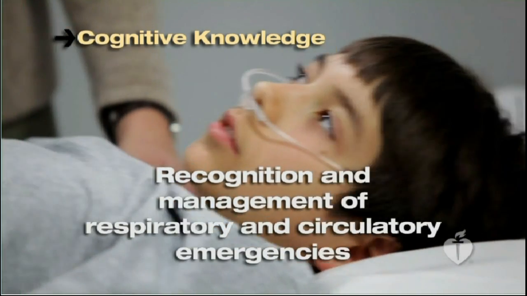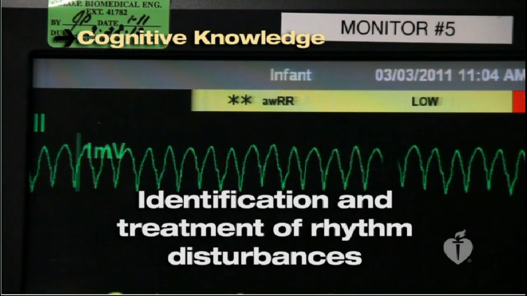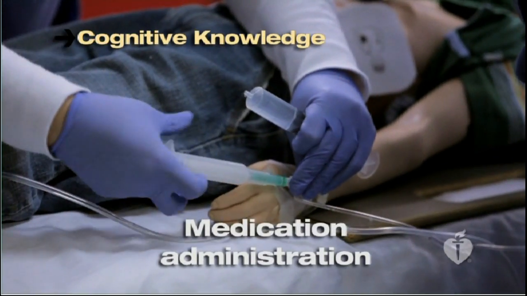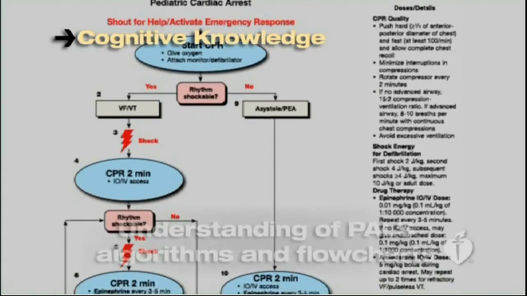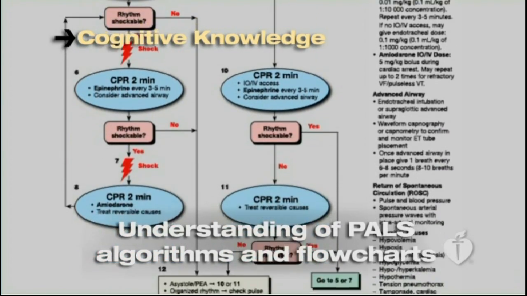You must be able to recognize respiratory failure and shock and intervene quickly to prevent cardiac arrest in children. This requires cognitive knowledge and psychomotor and communication skills. Cognitive knowledge that you will review in this course includes recognition and management of respiratory and circulatory emergencies, identification and treatment of rhythm disturbances, medication administration, and an understanding of PALS algorithms and flowcharts.